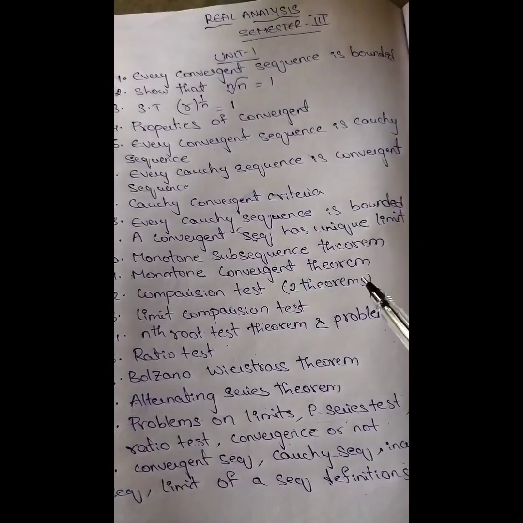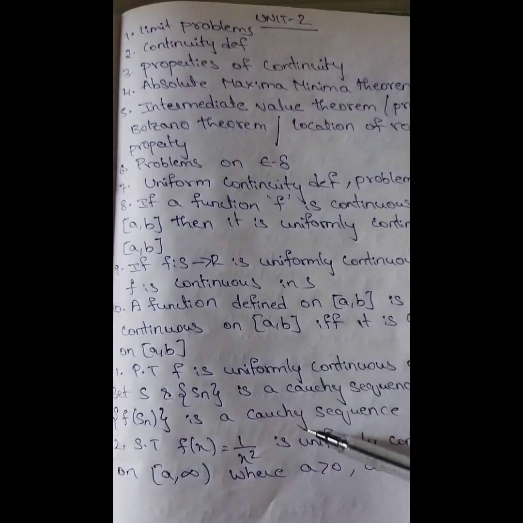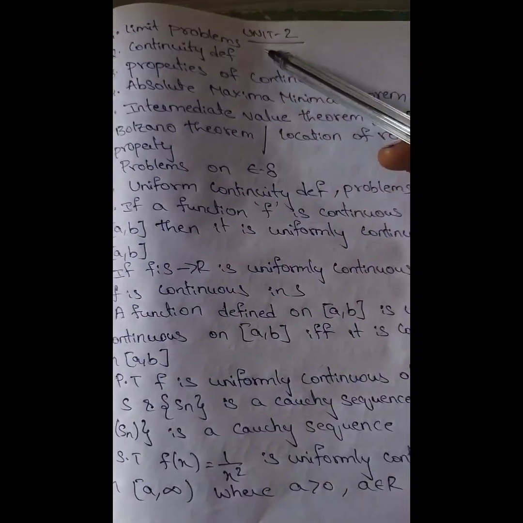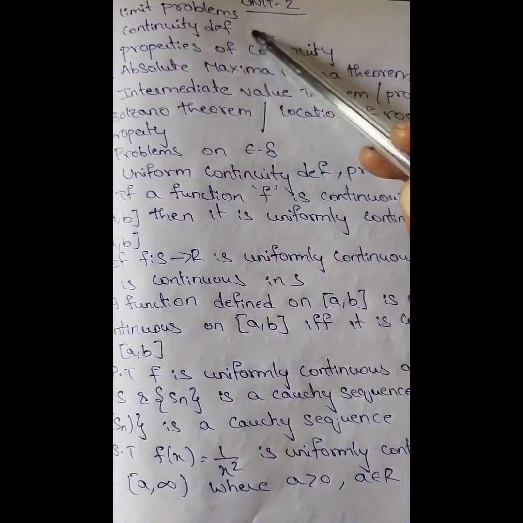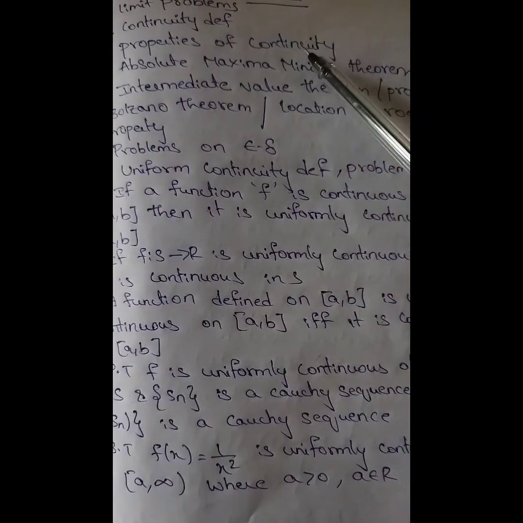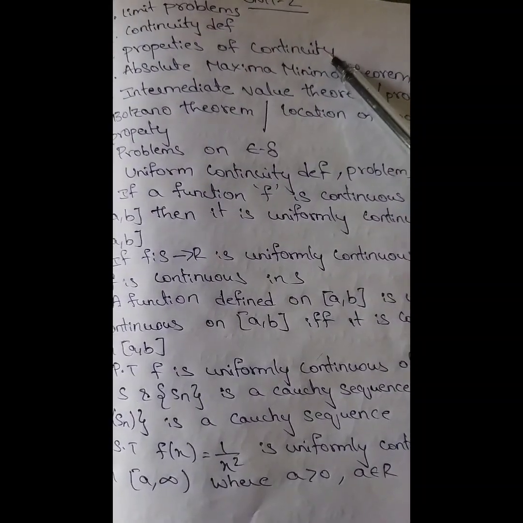Next we go for unit 2. Unit 2 you are having 12 questions. First one is limit based problems. Next, continuity definition. These two come under short answers only. Properties of continuity. You can expect one short answer from these properties. Next, absolute maxima minima theorem. Very important long answer.